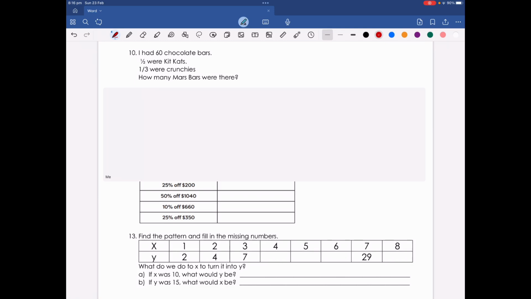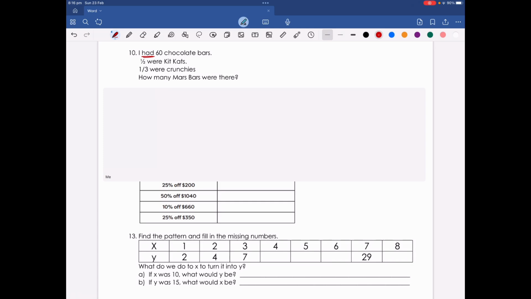Alright, I had 60 chocolate bars. I had. You think this means to eat or to actually possess? We'll see. I had 60 chocolate bars. Half were Kit Kats. Okay, so now we just need to start. Well, it depends what the question is. A third were Crunchies. How many Mars bars were there?